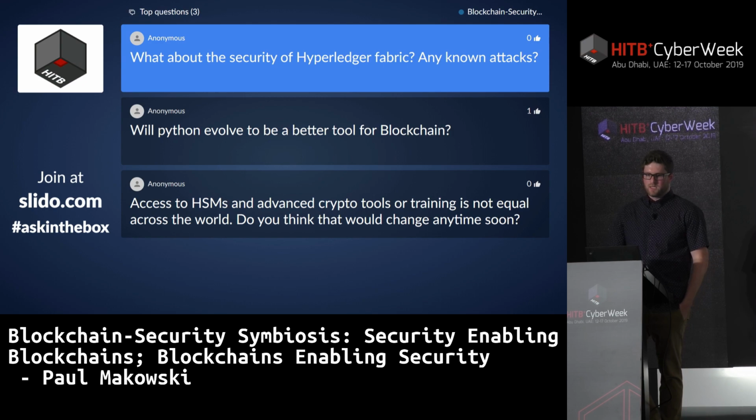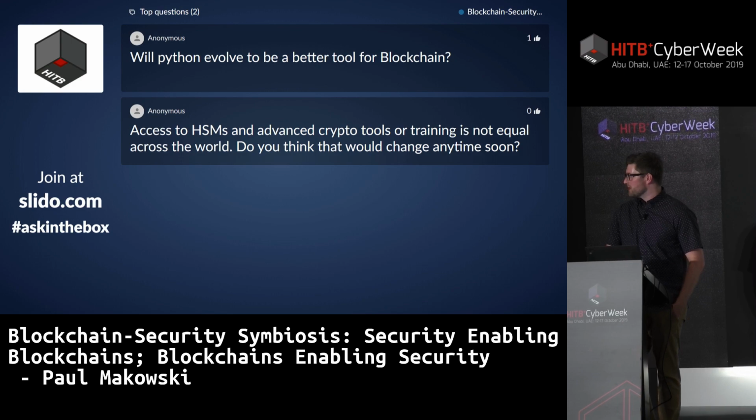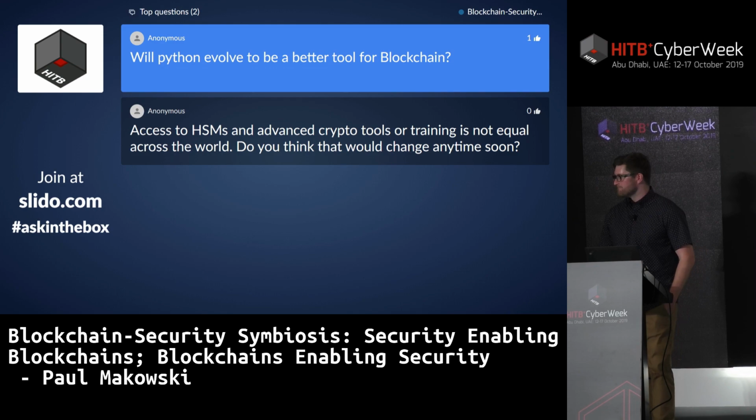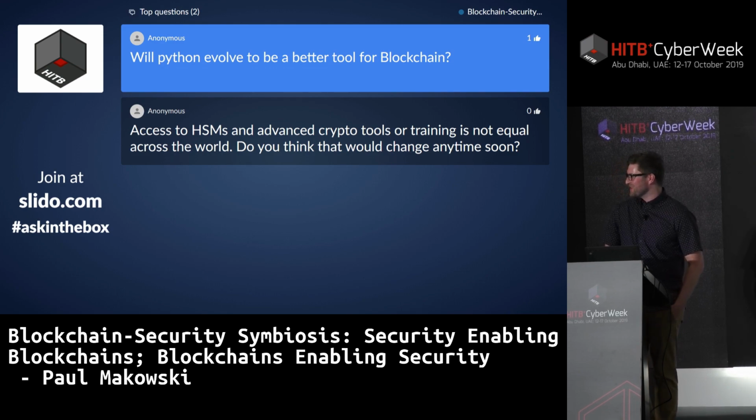So in terms of any known attacks, yeah, I'm sure there's some, but I don't know offhand. I'd have to check. Will Python evolve to be a better tool for blockchain? I'm not entirely sure what's being asked by this question, but I interact with a blockchain environment using Python on a fairly regular basis.